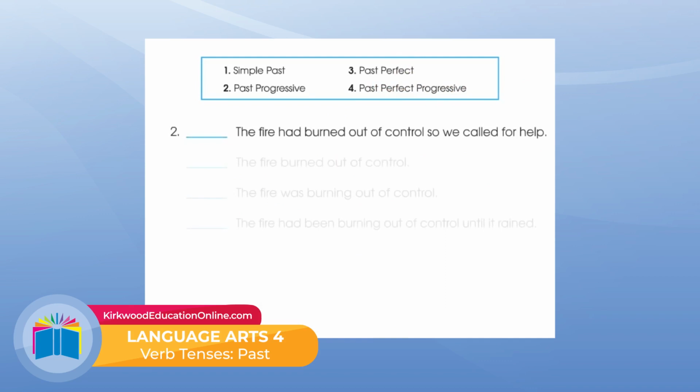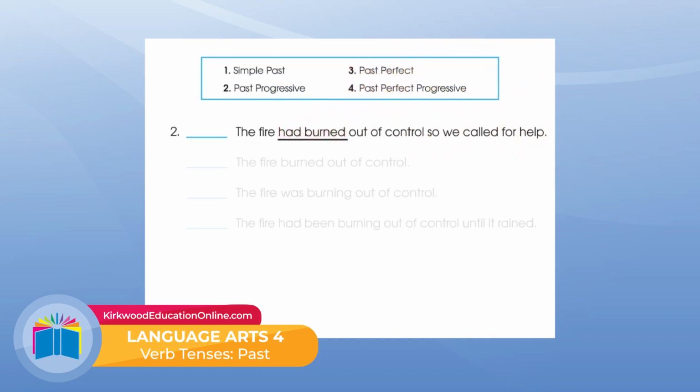Let's do one more set of 4. The fire had burned out of control, so we called for help. What is it? Simple past? Past progressive? Past perfect? Past perfect progressive? Well, the answer is number 3. You have a hint because it's had burned.